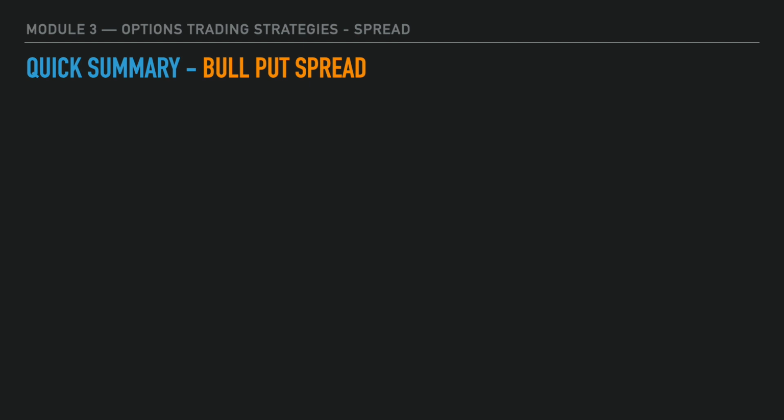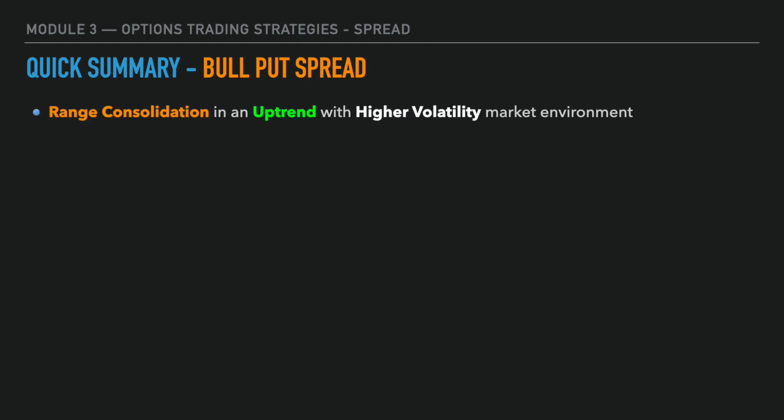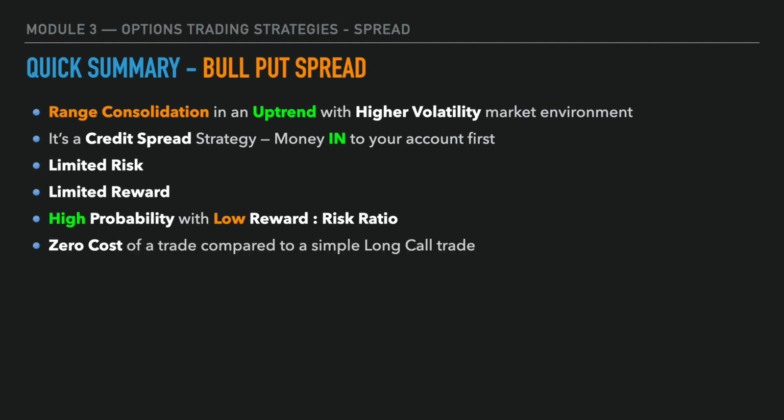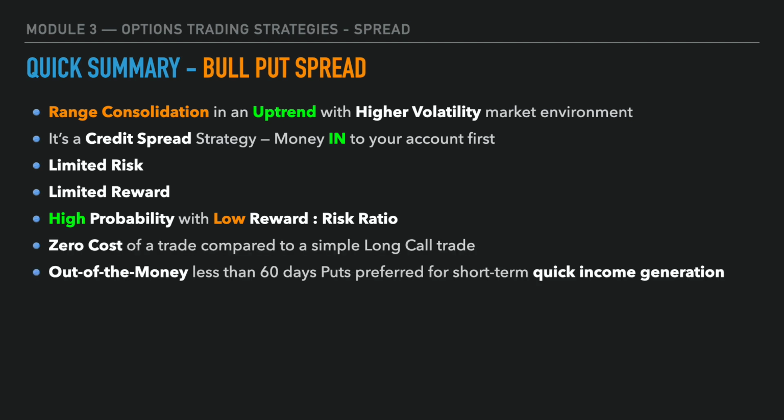Alright, here's the quick summary on the bull-put spread. It works the best in a range consolidation of an uptrending market with a higher volatility environment. It is a credit spread strategy, which means you will have money instantly go into your account first when you take that trade. Both your risk and the reward will be limited. It is one of those typical trades that have a high probability win rate but with low reward to risk ratio. There's no cost for a bull-put spread trade. Out-of-the-money put options with less than 60 days expiration period are preferred in the bull-put spread.